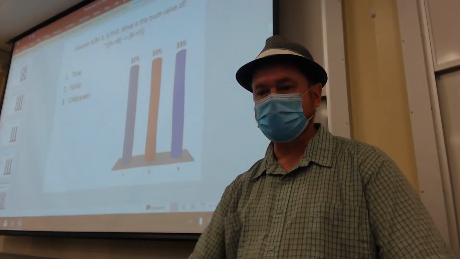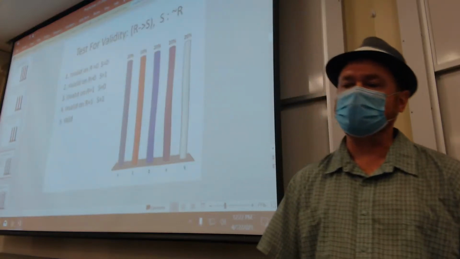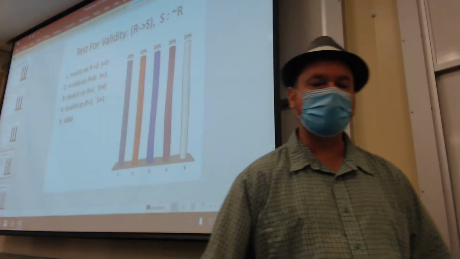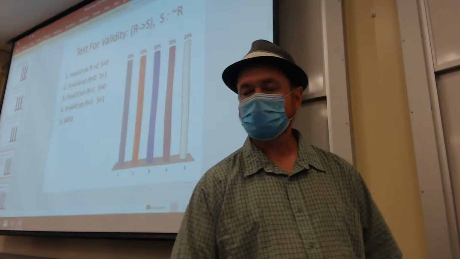All right, there will be some tests for validity or invalidity. You can use the truth table or truth assignment. If R, then S, therefore not R.